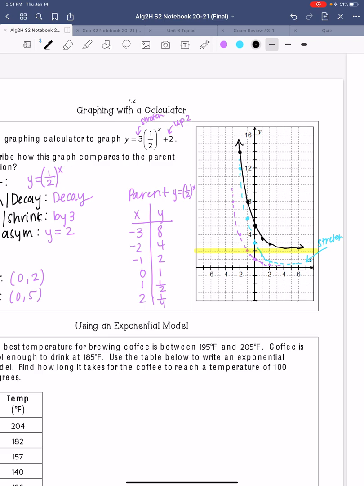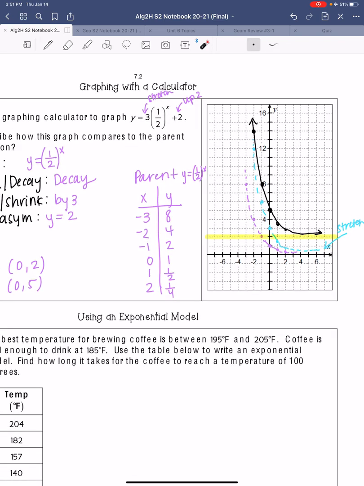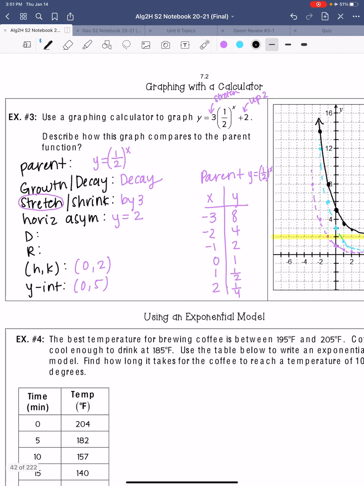So what is my domain? What is my range? So remember, domain is your left to right. So is there any value of x that's not going to work? Nope, I could put anything in for x. It all works. It continues this direction forever. It continues this direction forever. So my domain is from -infinity to +infinity.